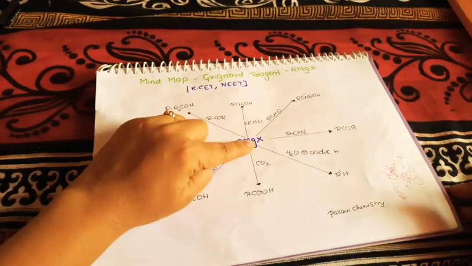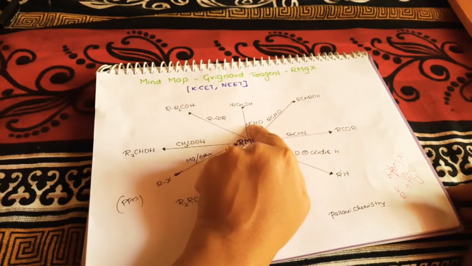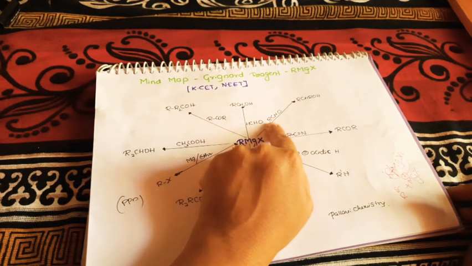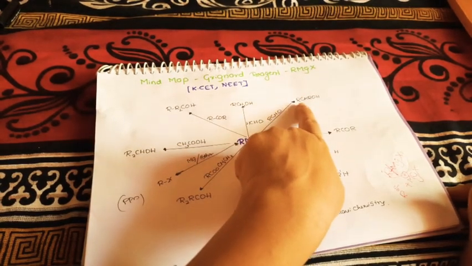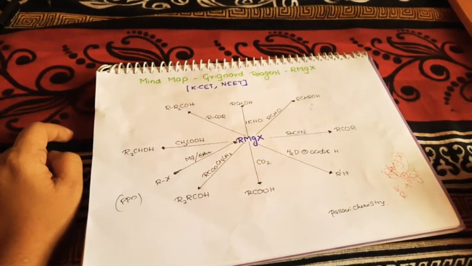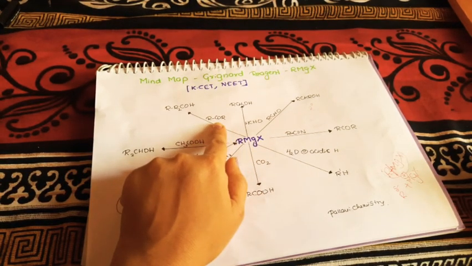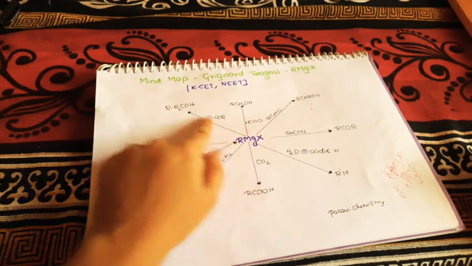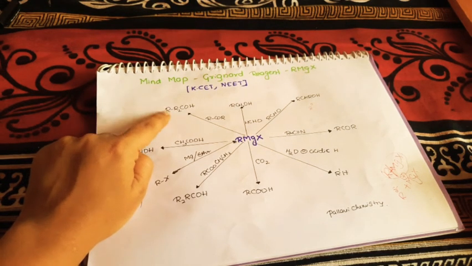So now we have completed this one. Now this RMgX reacts with an aldehyde. R can be any methyl, ethyl, propyl group, such groups might be present over here. That results in the formation of a secondary alcohol. Dear students, it results in the formation of a secondary alcohol. Now when this Grignard reagent is treated with a ketone, RCOR is a general representation for the ketones, it results in the formation of a tertiary alcohol. Yes students, it's a tertiary alcohol.